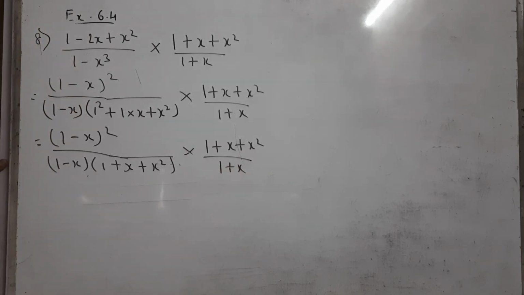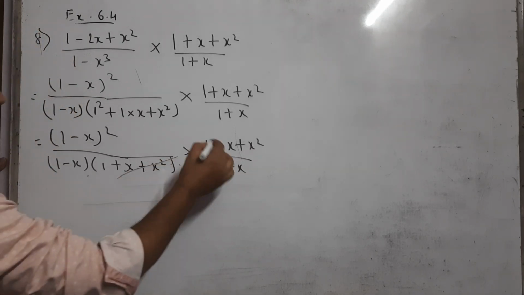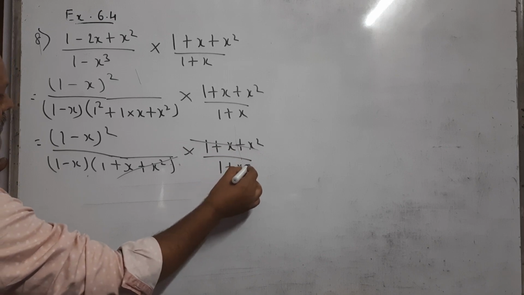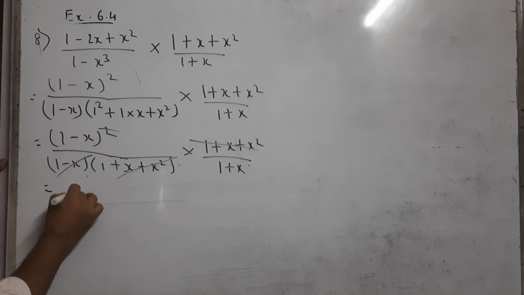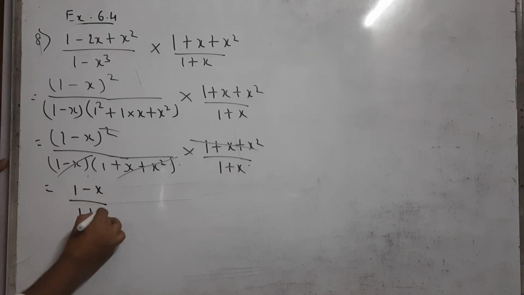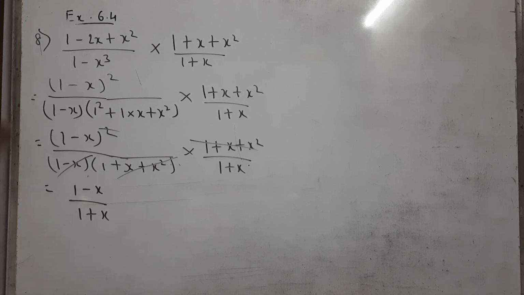Now we'll go for the cancellation. This term and this term get cancelled. Here this will get cancelled. So your answer will be 1 minus x upon 1 plus x. This will be your final answer. I hope all of you understood this chapter. That means we have completed chapter 6th, factorization of algebraic expressions. In the next period, we'll start with a new chapter. I hope all of you understood this chapter properly.